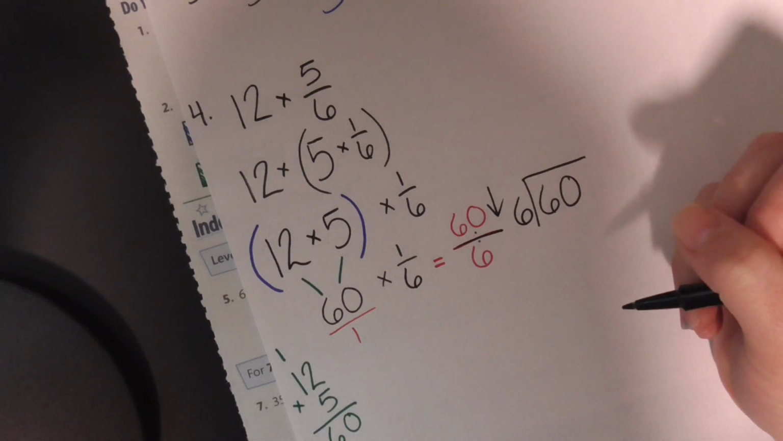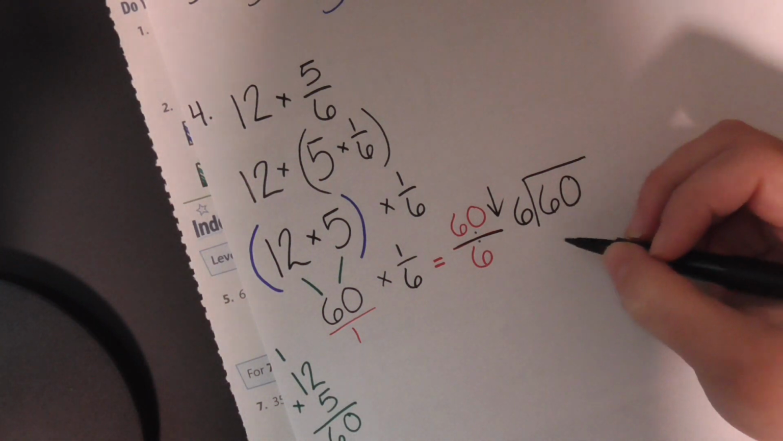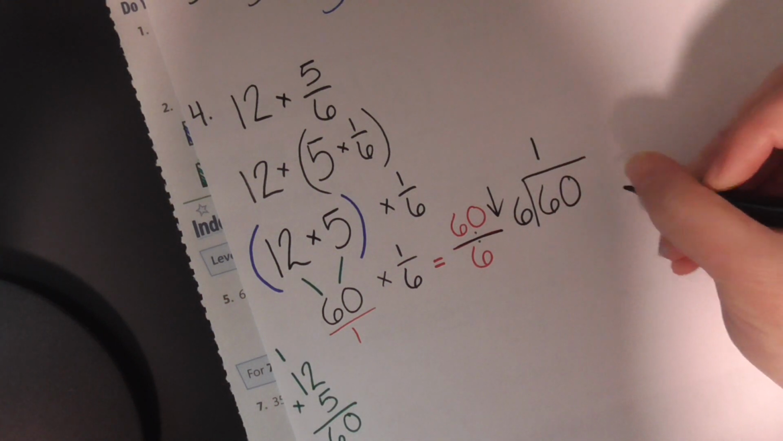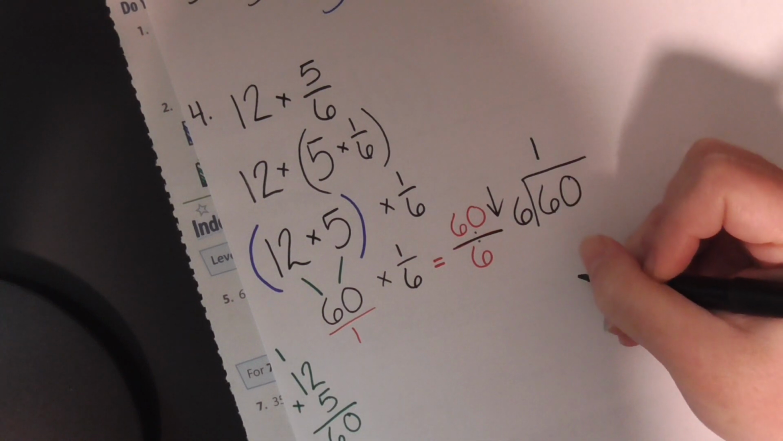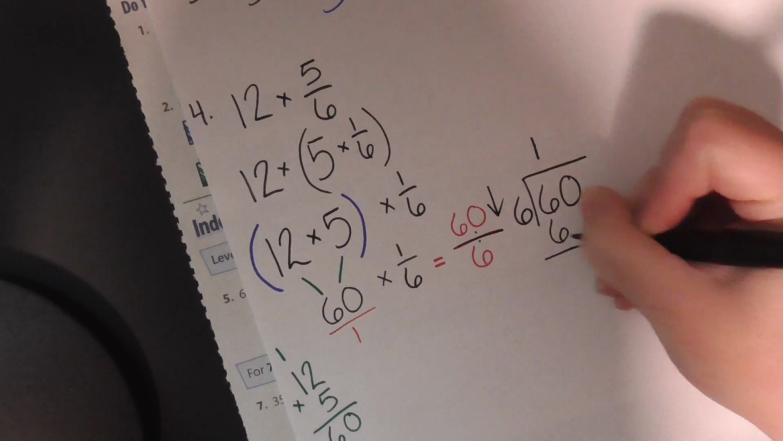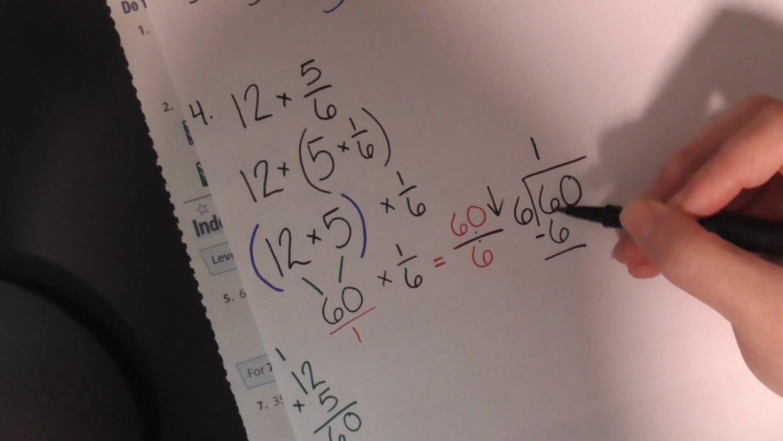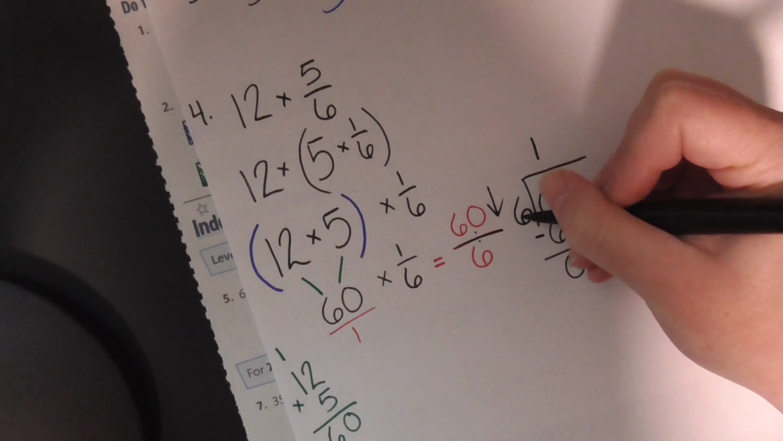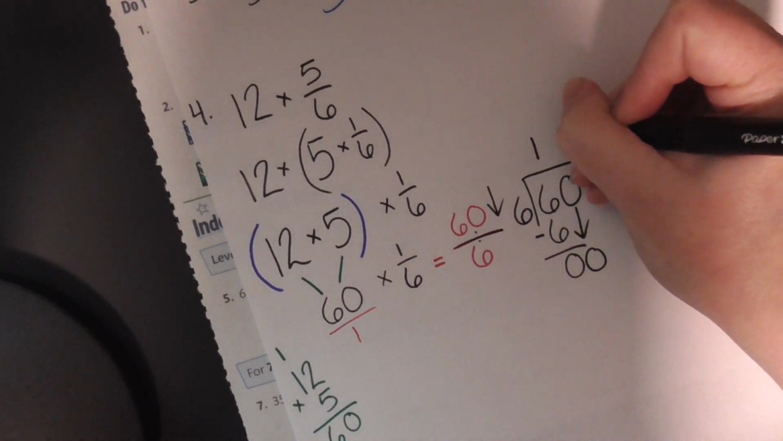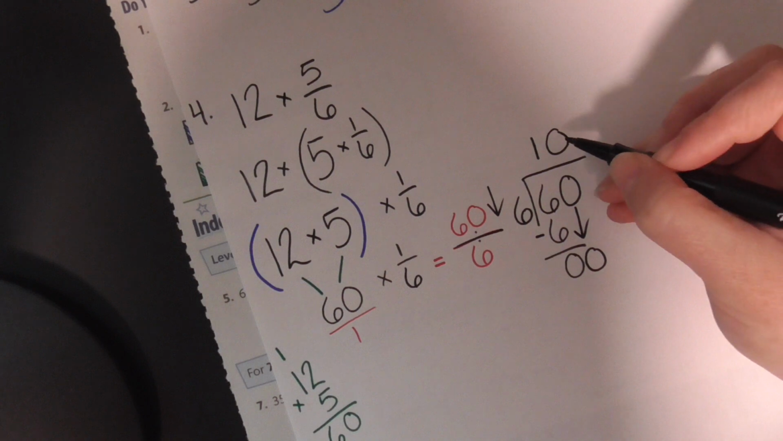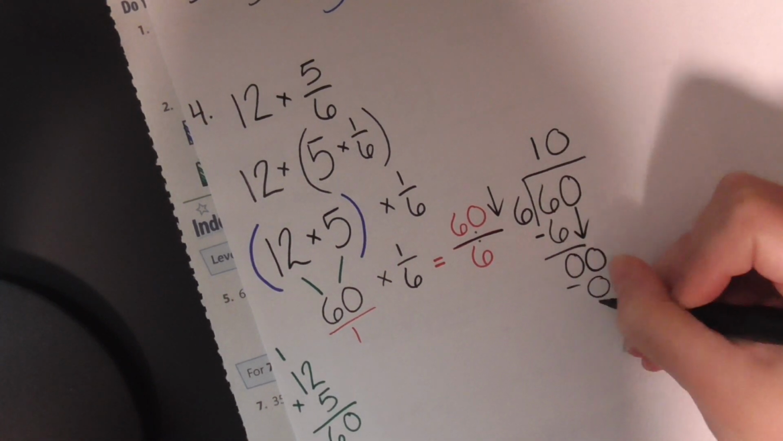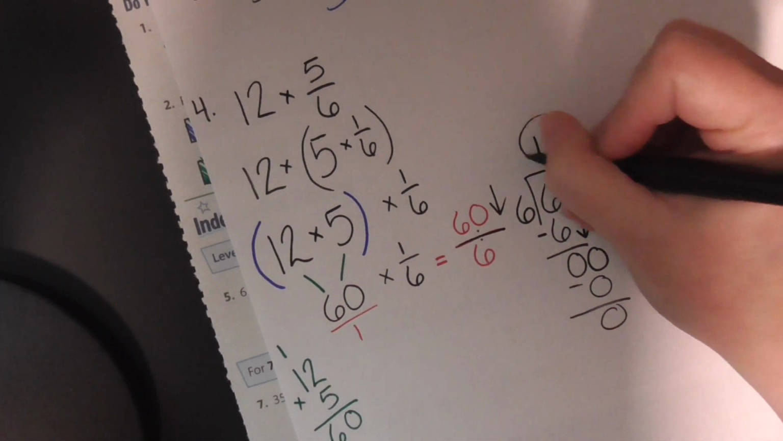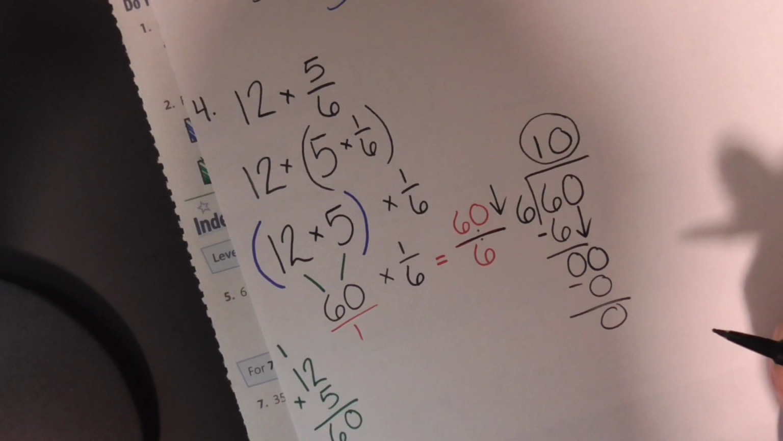If not, you can work it out using standard algorithm. So 6 goes into a 6 one time. 6 times 1 is 6. When we subtract 6 from 6 is 0. We drop down the 0. 6 will go into these zeros 0 times. 0 times 6 is 0. And when we subtract, we get 0. We have no numbers left. So we are done, and our answer is 10.